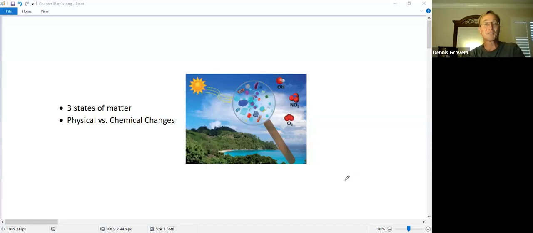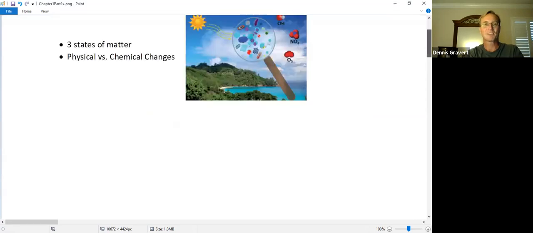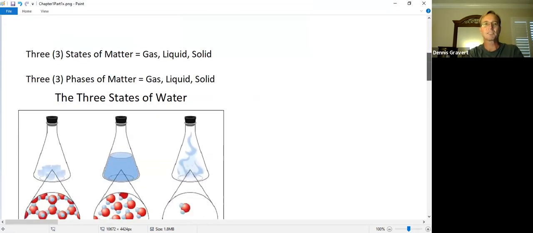Let's explore the three states of matter and physical versus chemical changes. Okay, three states of matter are simply gas, liquid, and solids. Sometimes we say the three phases of matter. We might talk about a material in the liquid phase, or we've got brass or aluminum in the solid phase. It's a state of matter, is all. Pretty straightforward.